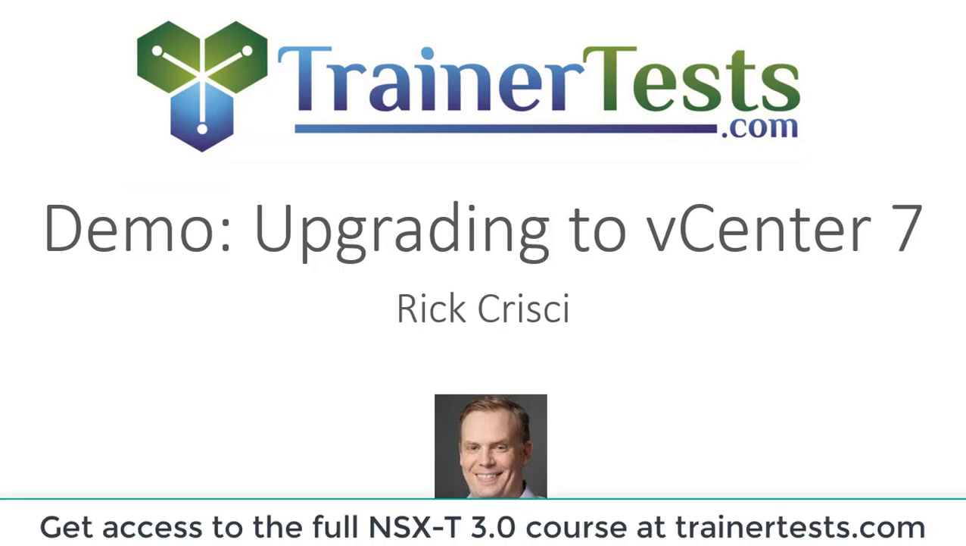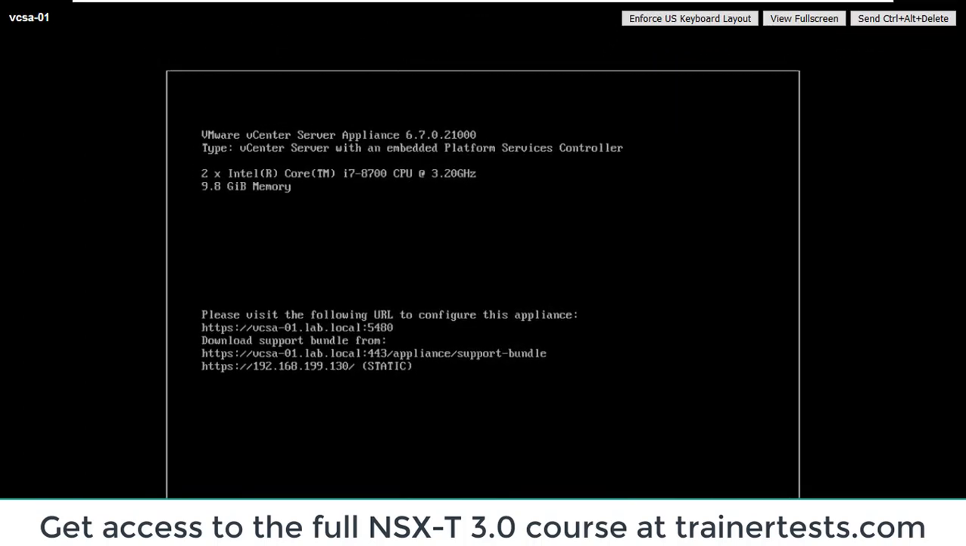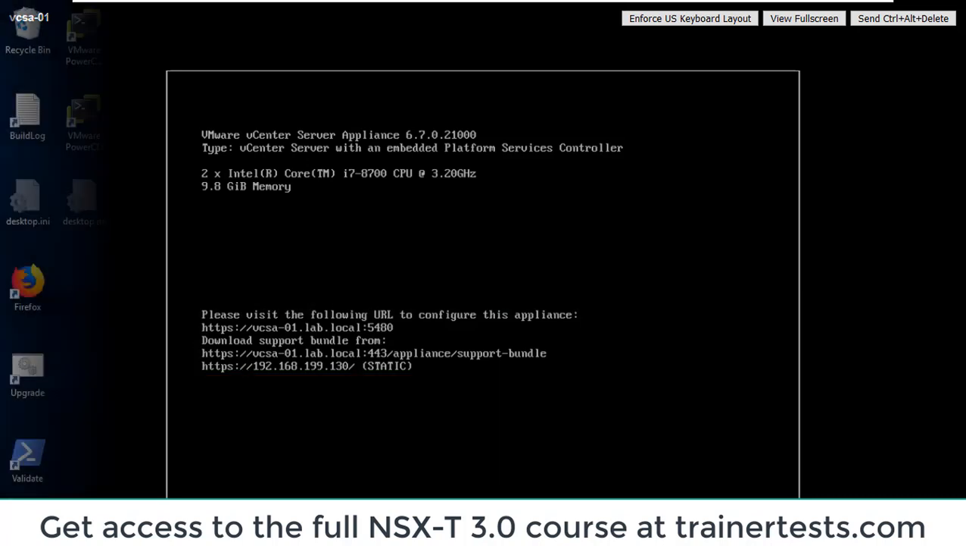In this video, I'll demonstrate how to upgrade the vCenter Server appliance from version 6.7 to vCenter version 7. Here you can see I've got a console window open to my current vCenter Server appliance instance. You can see that it's currently version 6.7. Down below, you can see all of the addressing information for the current vCenter Server appliance, so I'm going to copy that information down because I'm going to need it for part of the upgrade.